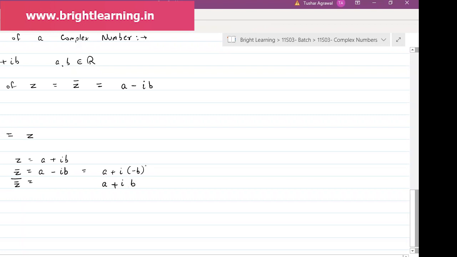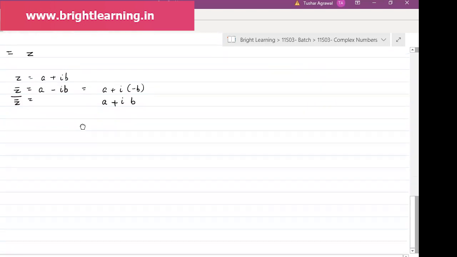Yes, sir. In school we used to study that minus of -2 is +2. The minus sign is the symbol for additive inverse. Same thing we are using. So the conjugate of the conjugate, z bar bar, is equal to z only. That's the first.